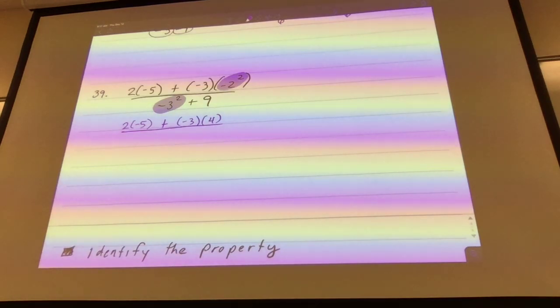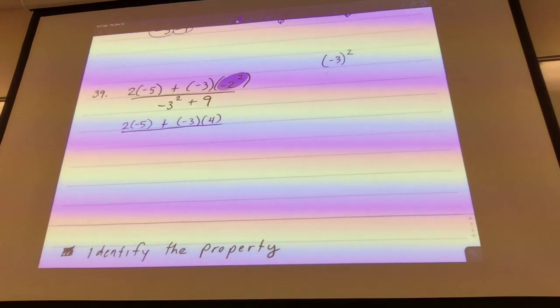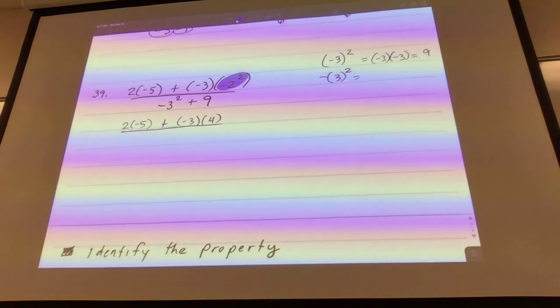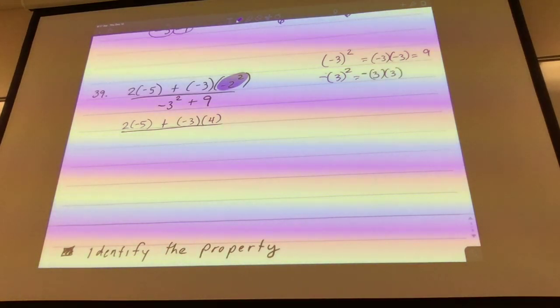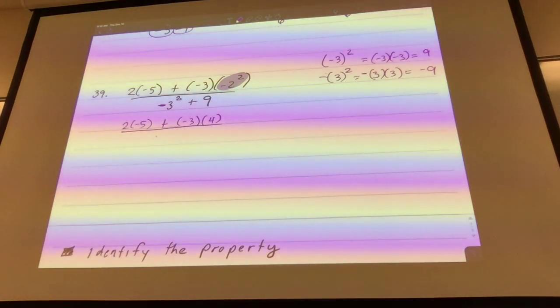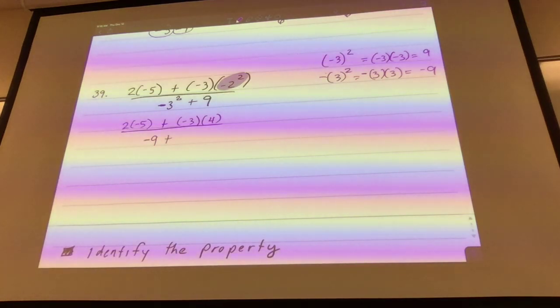Well, now that negative is not in parentheses. There's a big difference between this and this, right? -3 squared means -3 times -3, which is +9. But this one means 3 times 3 with a negative out front, which would be -9. So in this case, that negative is just out front. So 3 squared, which is 3 times 3, is 9, and that negative is just out front. Bring down +9.